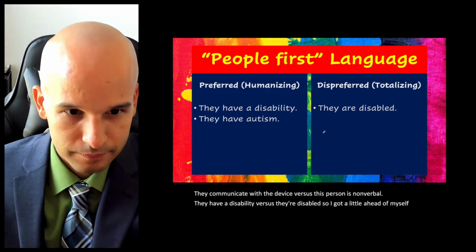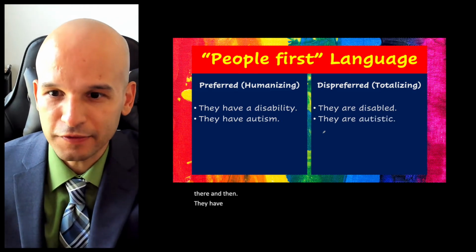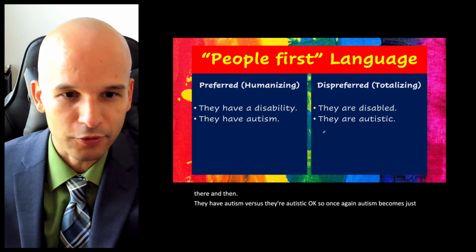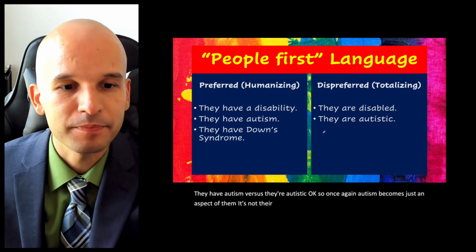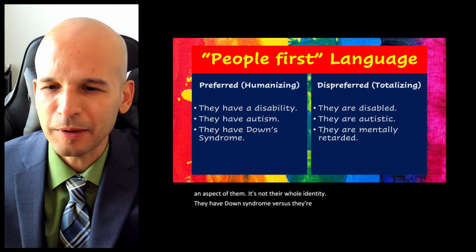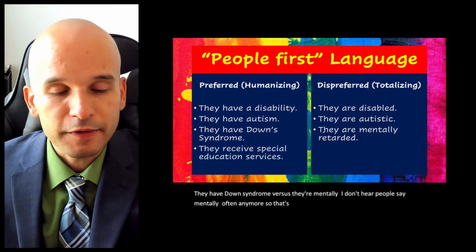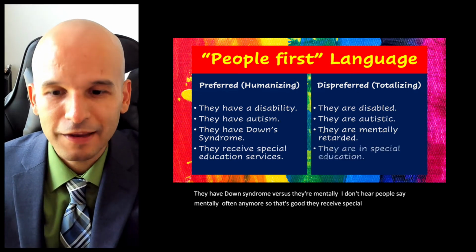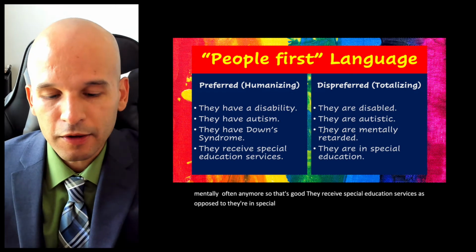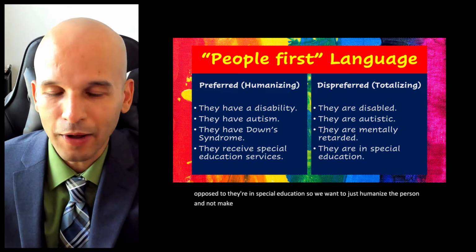And then they have autism versus they are autistic. Okay, so once again, autism becomes just an aspect of them. It's not their whole identity. They have Down syndrome versus they are mentally retarded. I don't hear people say mentally retarded as often anymore, so that's good. They receive special education services as opposed to they are in special education, okay? So we want to just humanize the person and not make the disability their whole identity.